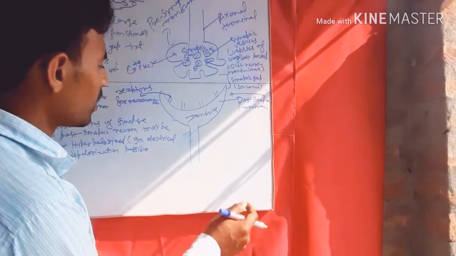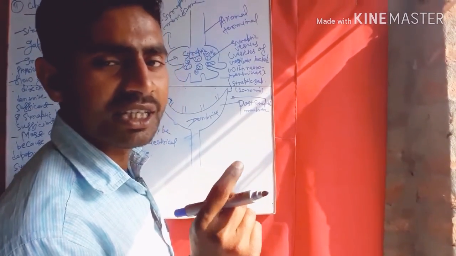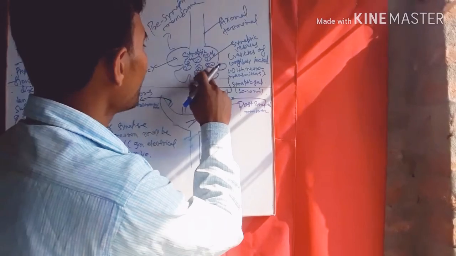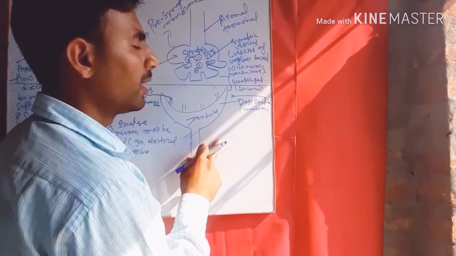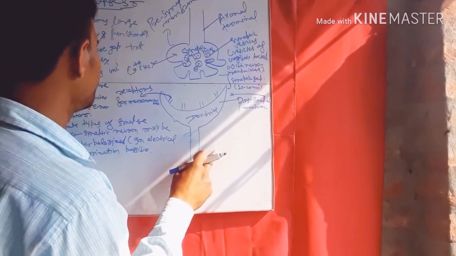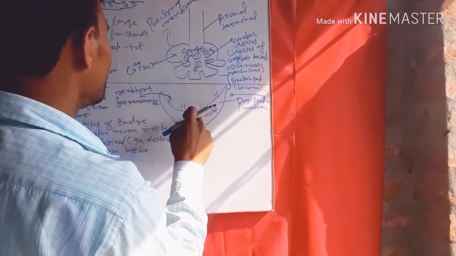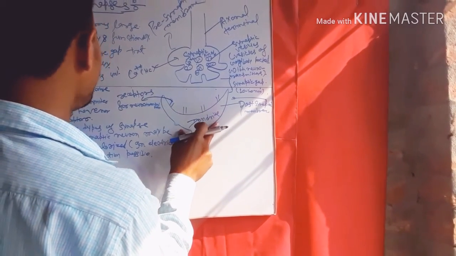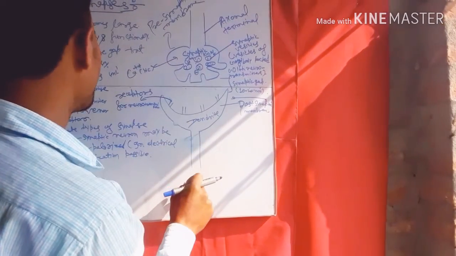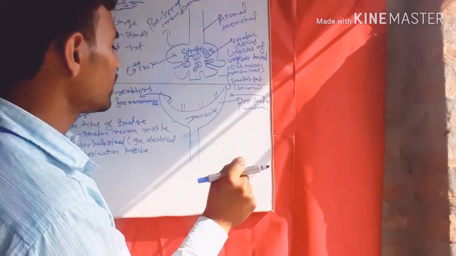Because flow of impulse is unidirectional in chemical synapse, from presynaptic membrane to postsynaptic membrane. Because dendrite have not synthesized sufficient neurotransmitter, and synaptic nerve have not sufficient receptor.